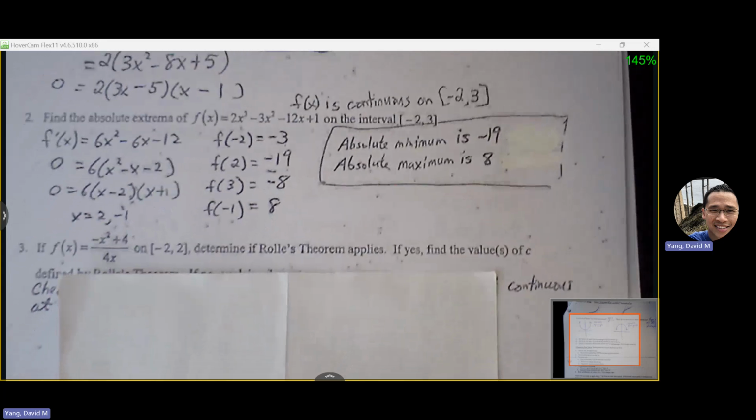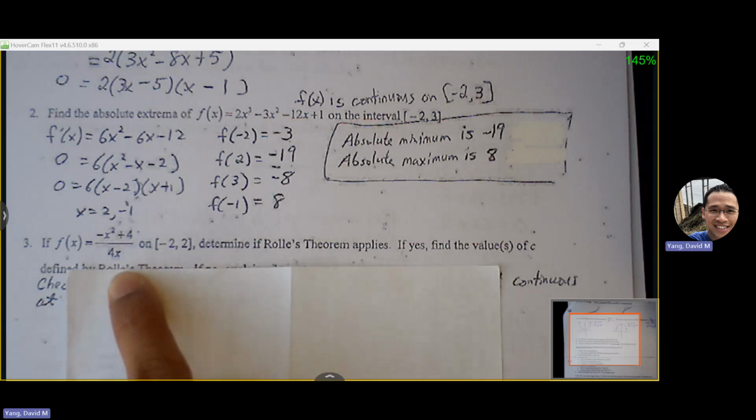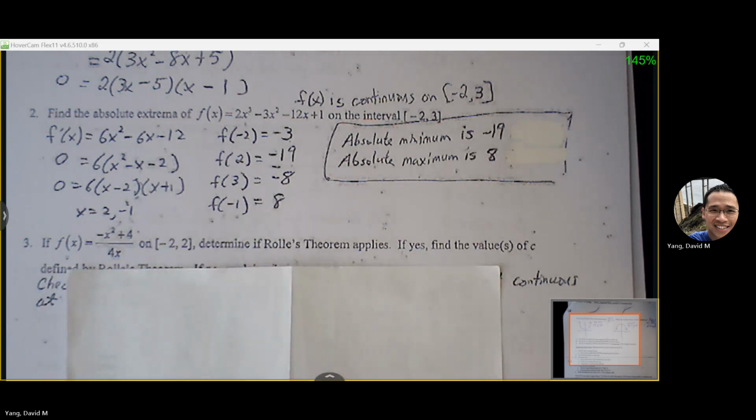How do we check for continuity? Look in the where? Denominator, right? Because denominator is where the holes, asymptotes can occur. So what's happening? What does the denominator tell us? There's a what? Vertical asymptote at 0. Is that going to interfere with our interval?